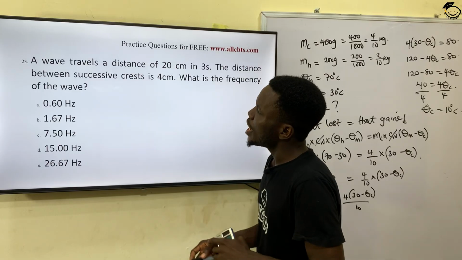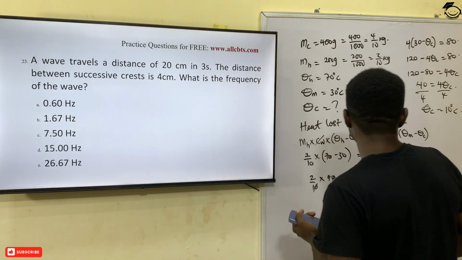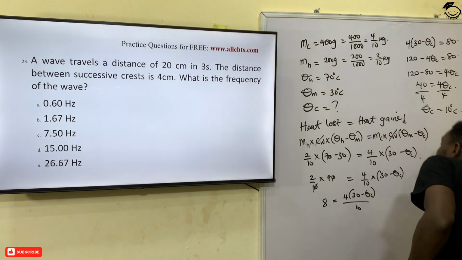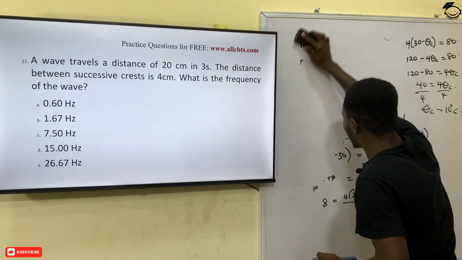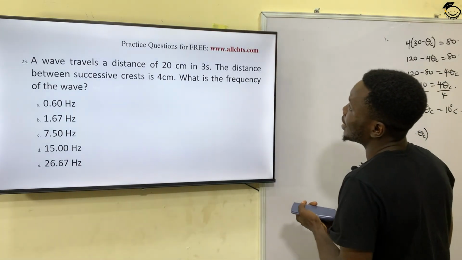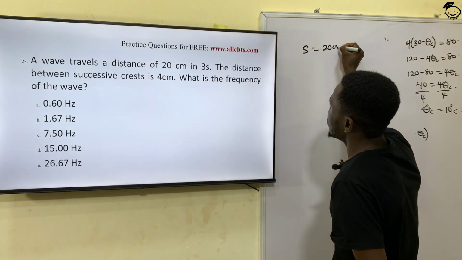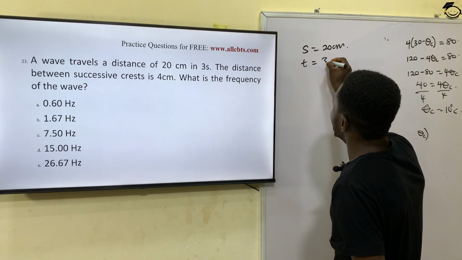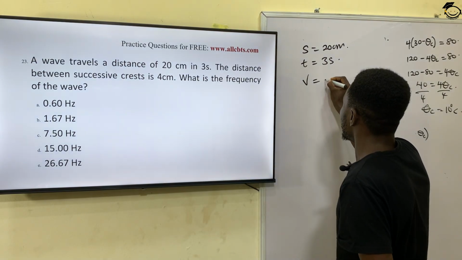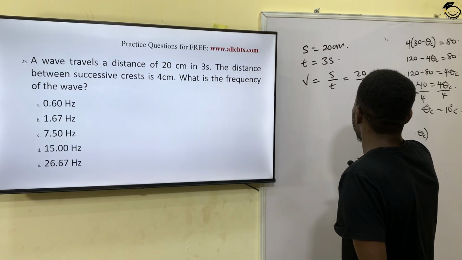It says, a wave travels a distance of 20 centimeters in 3 seconds. So we have the distance traveled by the wave. Our distance here is 20 centimeters, and the time it takes is 3 seconds. It means that the velocity is distance over time, which will give me 20 divided by 3.